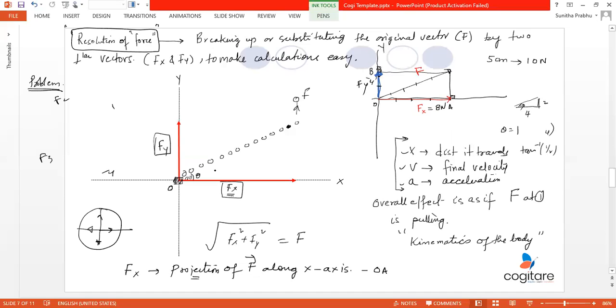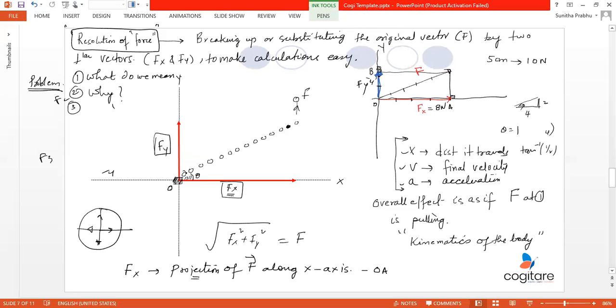Yes, sir. All right. Now comes the last part. We have understood three things. First, what do we mean by resolution of a force along the x-axis and y-axis? We are dropping a perpendicular and taking the projection. Why is it done? We have understood it is to make our calculations and analysis easy. Then the third part that remains is how to calculate this.